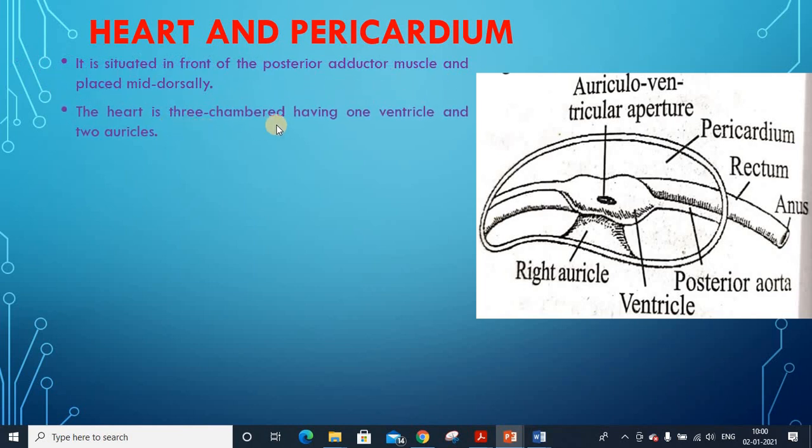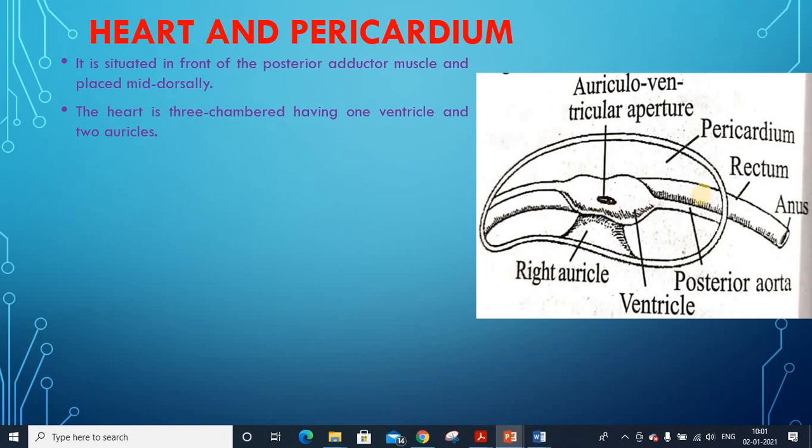The heart is three-chambered, having one ventricle and two auricles. Here you can see this is the ventricle and these are the auricles, and this is the pericardium, which is filled with pericardial fluid, and it represents a part of the original coelom. The pericardium, however, communicates with the suprabranchial chamber through the kidneys, and here you can see the auriculo-ventricular aperture by which the auricle opens into the ventricle.